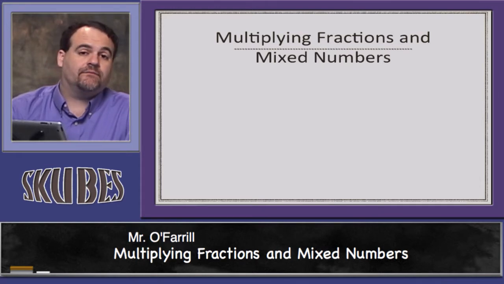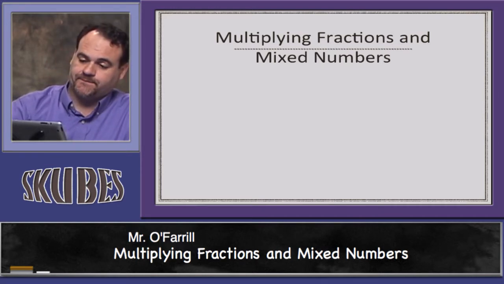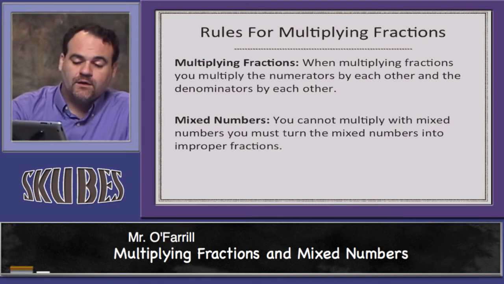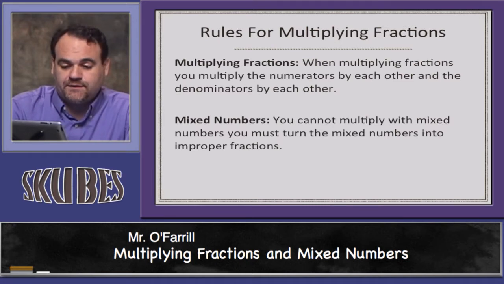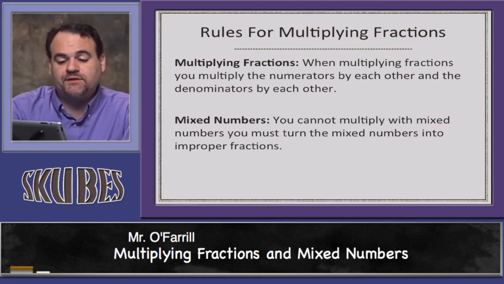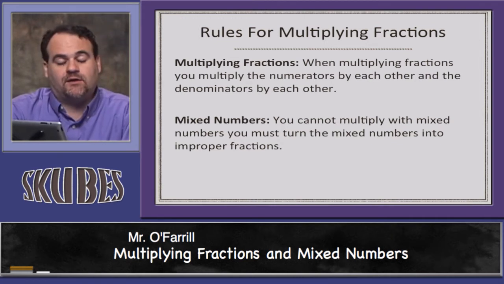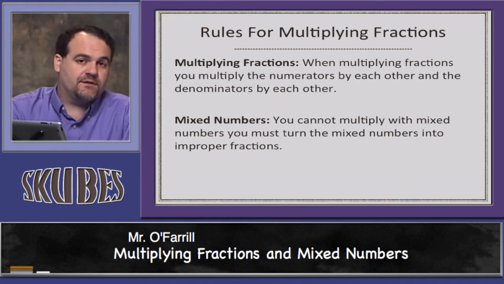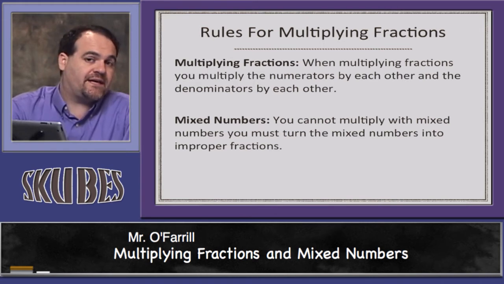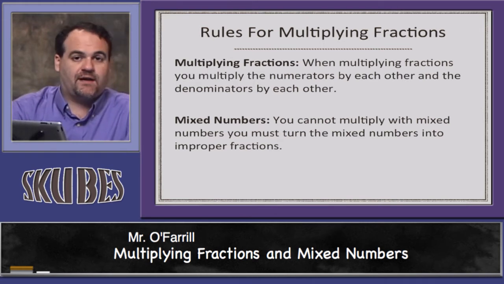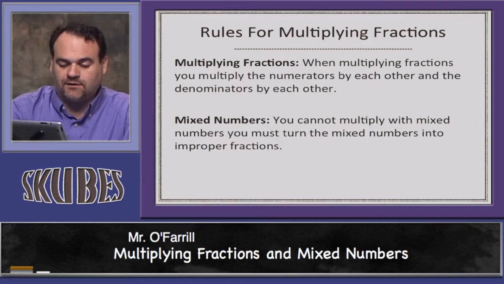Multiplying fractions and mixed numbers. Here are the rules. When you multiply fractions, you multiply the numerators by each other and the denominators by each other, just across the top and across the bottom. There is something that is often referred to as canceling that can reduce those fractions later, and we'll get into that as the lesson goes on.